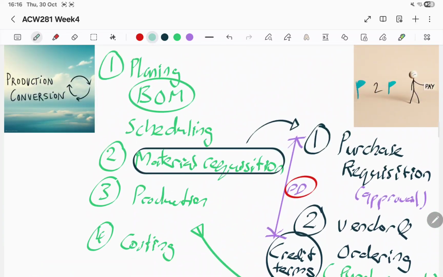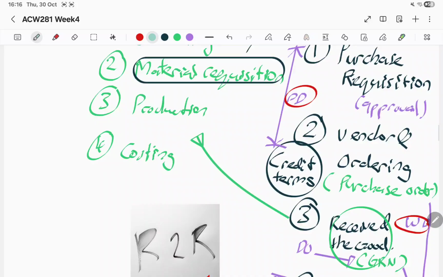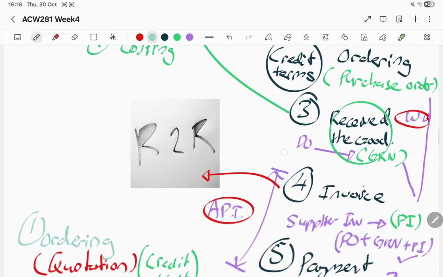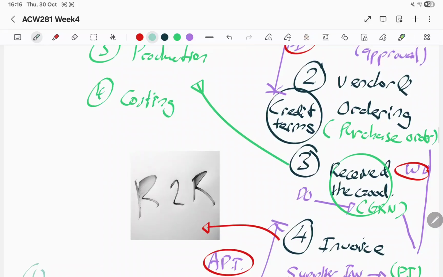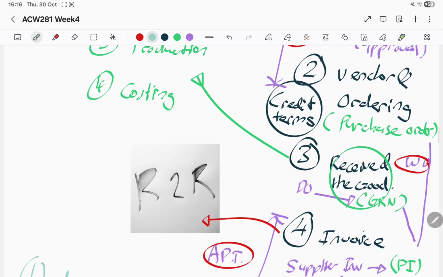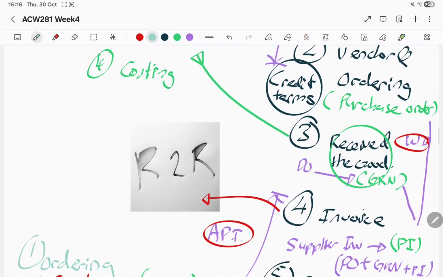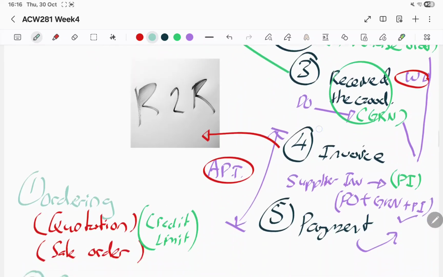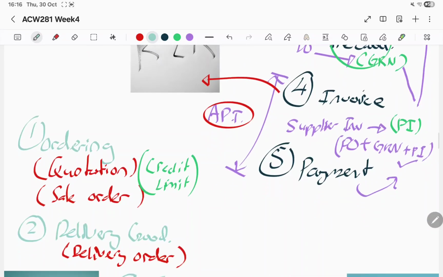For this one, we can see purchase requisition until ordering, the purchase department will do, and then the receiving goods, the warehouse department will do, or warehouse team. Then you have the invoice from the supplier until the payment. The accounts payable team will be assigned to do that.